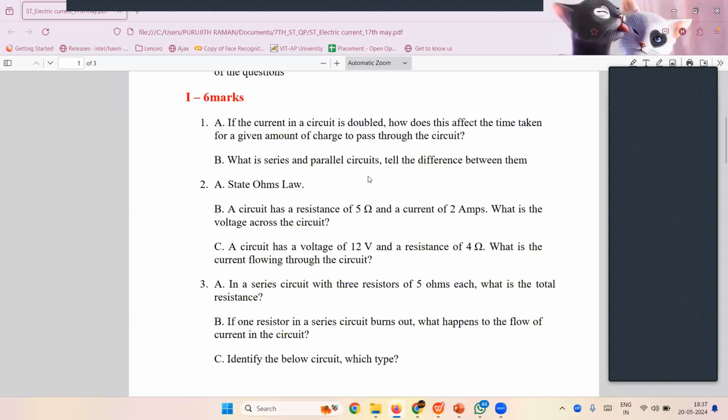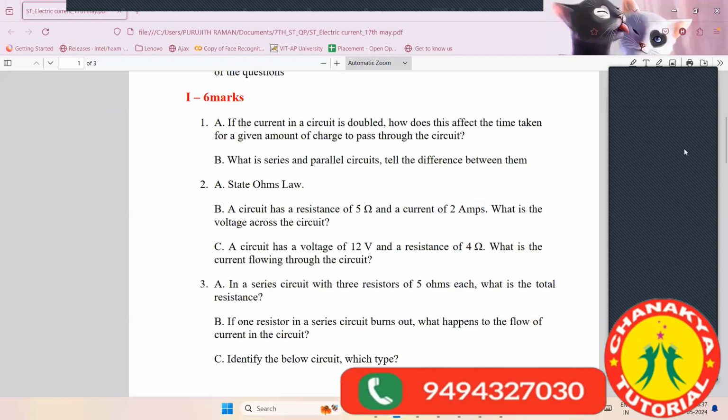Series and parallel circuit. Tell the difference between them. Did you all write this? Yes, ma'am. Everything I gave, I also shared the slide. They are direct questions. I have not asked any twisted questions. What is series and parallel connection? Okay, fine. State Ohm's law. Did everybody do that? State Ohm's law?